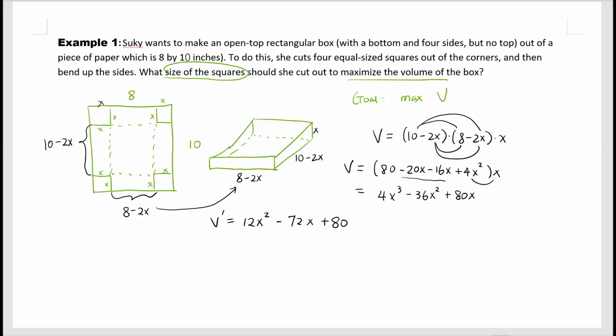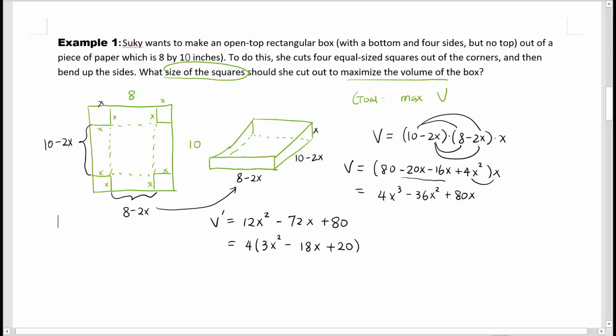Can you see a common factor here? I see 4 is a common factor. So what is left? We have 3x squared, 18x, and this is 20. Alright, so we get a quadratic function.